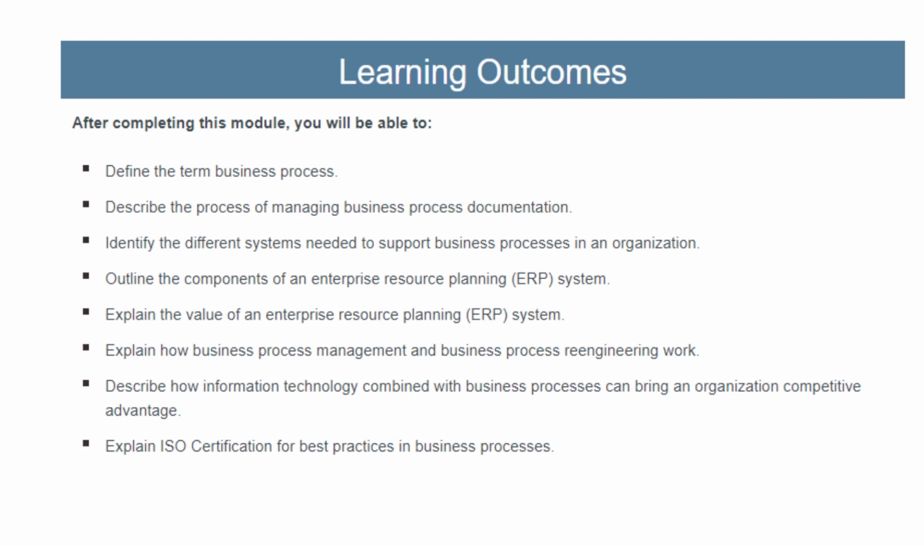First is to define business process, describe the process of managing business process documentation, identify the different systems needed to support business processes in an organization, outline the components of an enterprise resource planning system, explain the value of an enterprise resource planning system, explain how business process management and business process reengineering work, describe how information technology combined with the business processes can bring an organization competitive advantage, explain ISO certification for best practices in business processes.